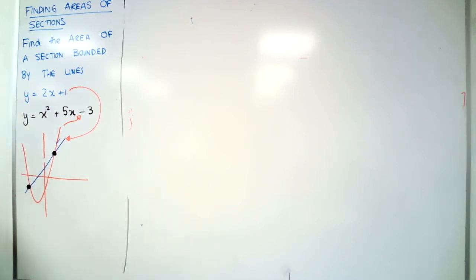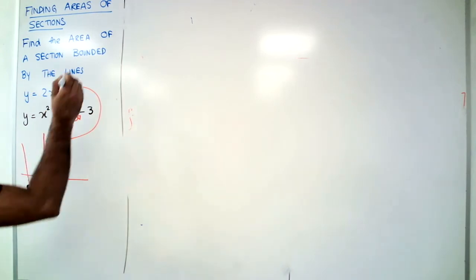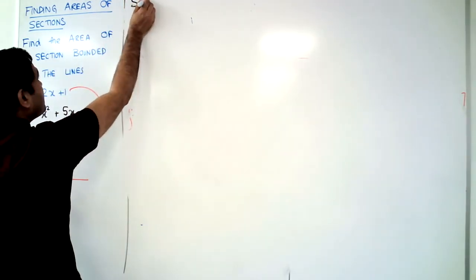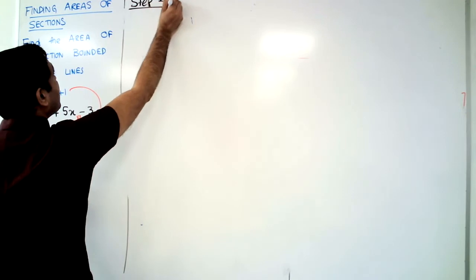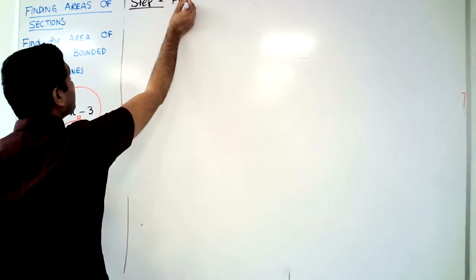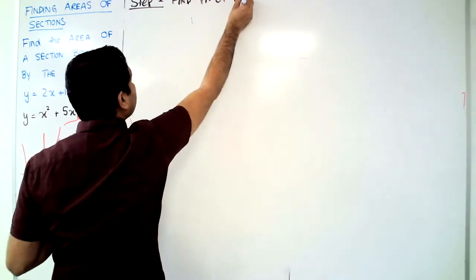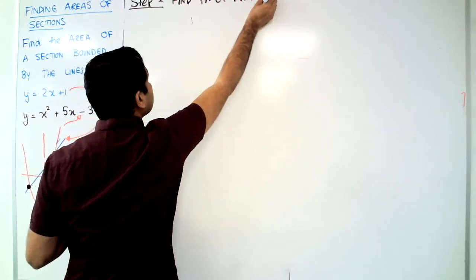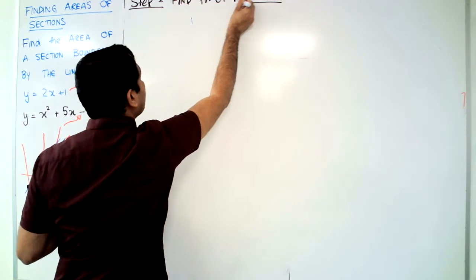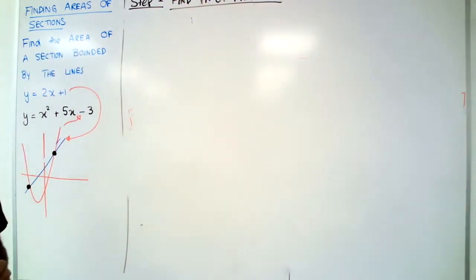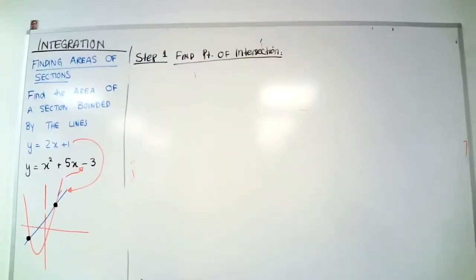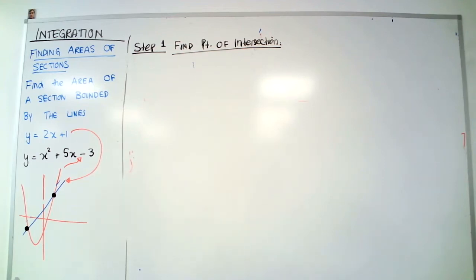So what we can do is first we need to find the point of intersection. So first step is find point of intersection. Now, point of intersection of these two things. Let me just move the camera a little bit up. Now, how do you find the point of intersection?